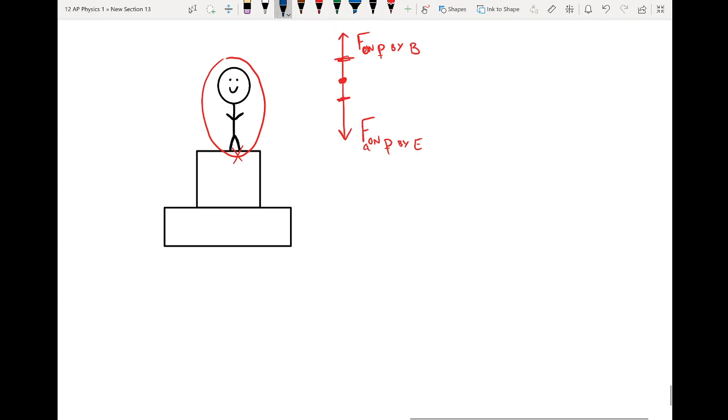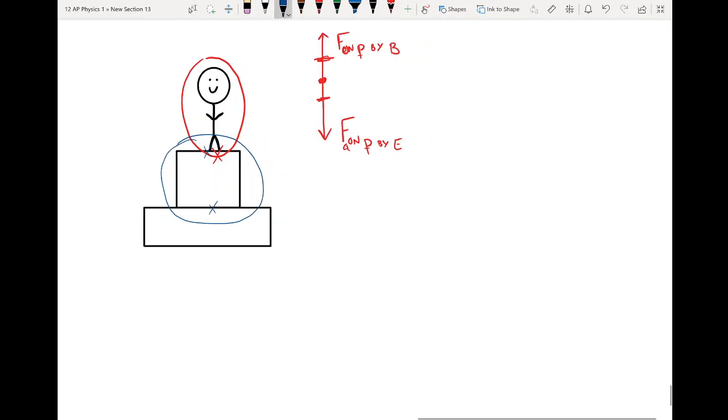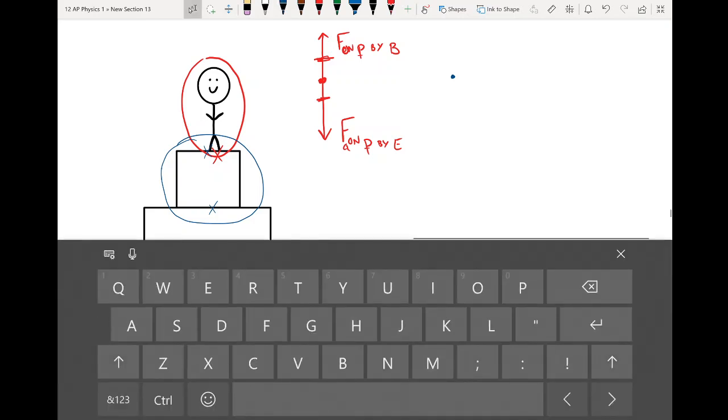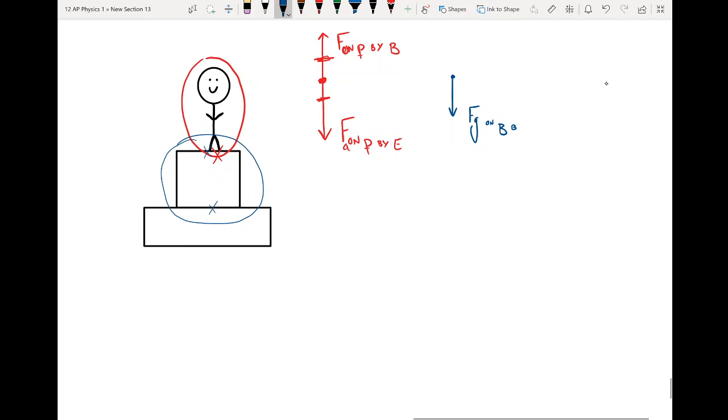Okay, next I'm going to look at the box. With the box, the things that are crossing my circle are the person and the floor. So if I look at all the forces acting on the box, I know off the bat I have a gravitational force on the box by the Earth.